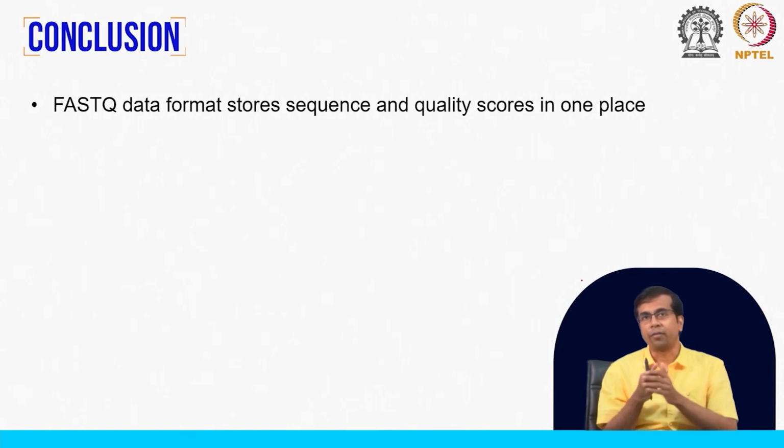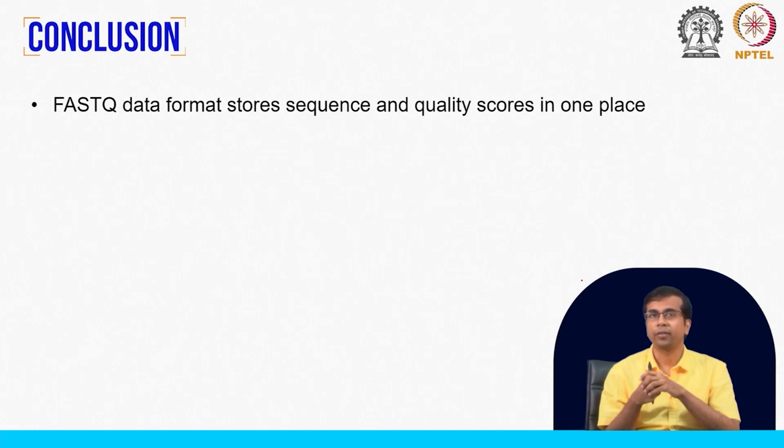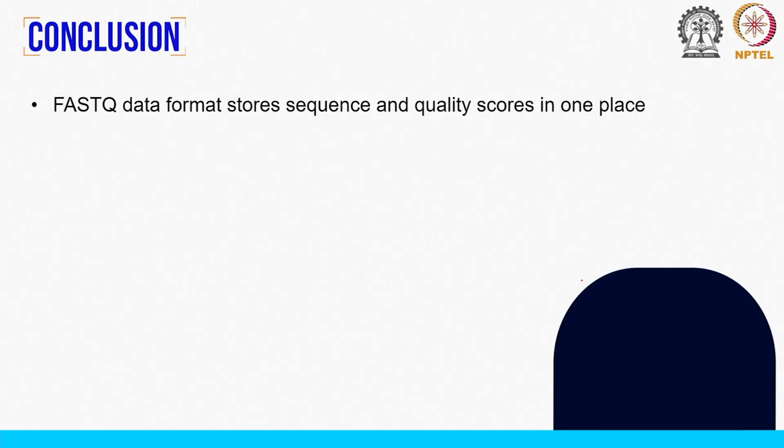Just to conclude, we have talked about the FASTQ data format in detail. This is a data format that stores sequence and quality score in one place. That is a very efficient way of storing data, because it helps in parsing the files very easily. We do not have to go back and forth between the sequence file and the quality file, which was the case with 454. You had to really struggle between these two files when writing your own program.